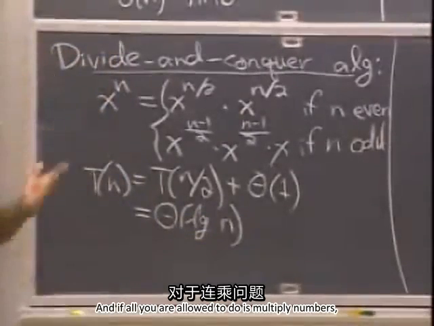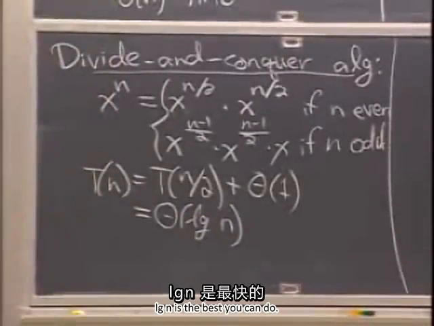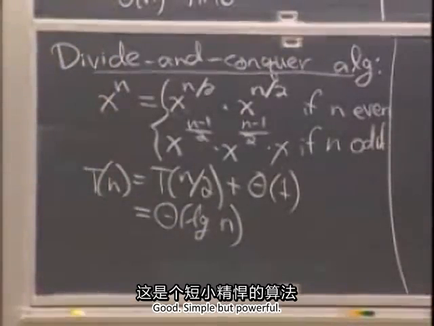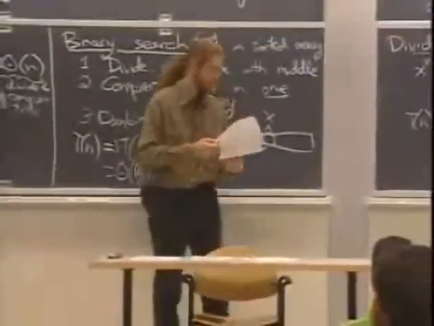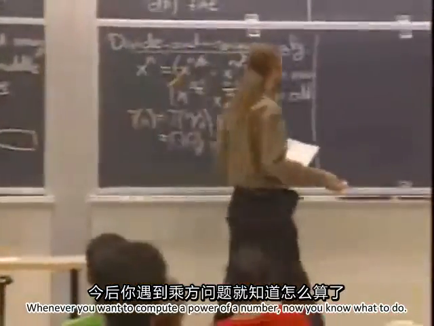Okay, and if all you're allowed to do is multiply numbers, log n is the best you can do. Good. So simple but powerful. Whenever you want to compute a power of a number, now you know what to do.